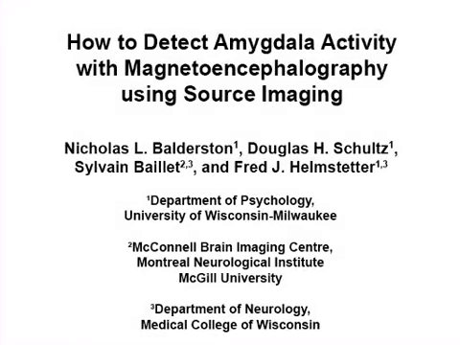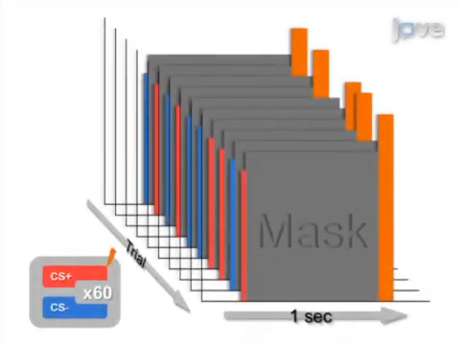The overall goal of this procedure is to detect amygdala activity during learning using magnetoencephalography, or MEG. This is accomplished by first designing an implicit fear learning task that activates the amygdala.